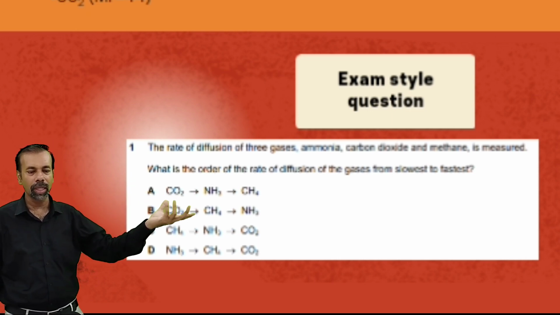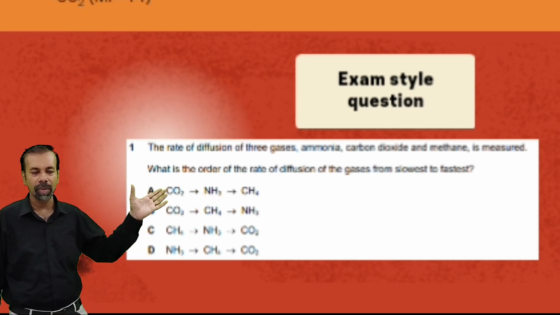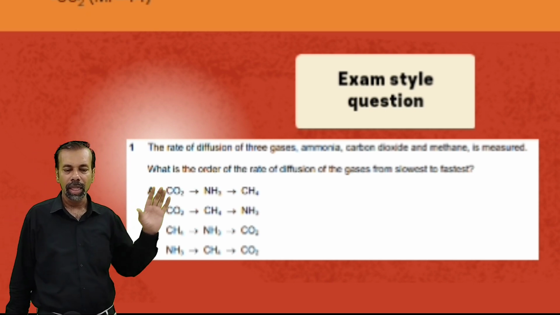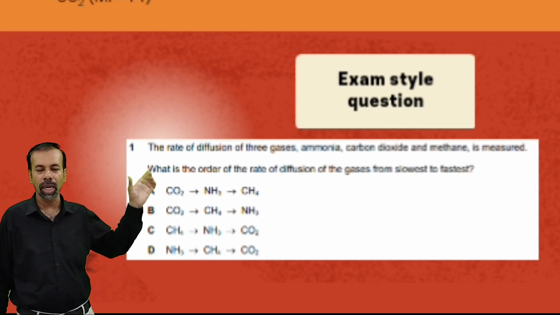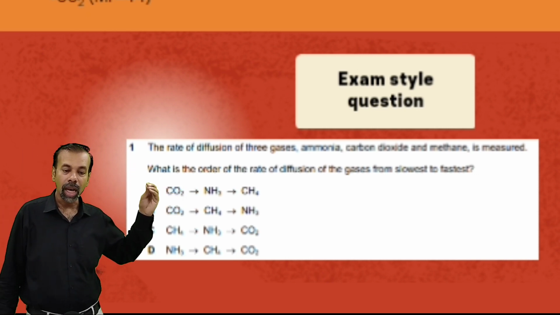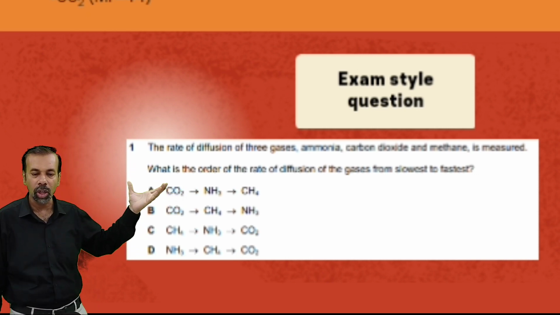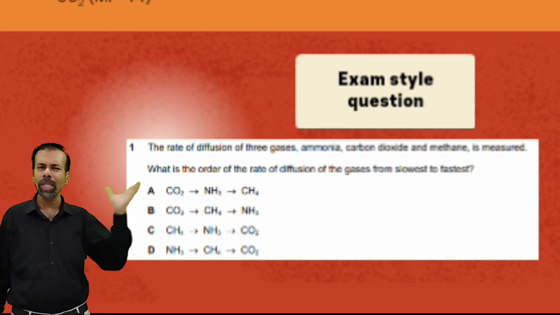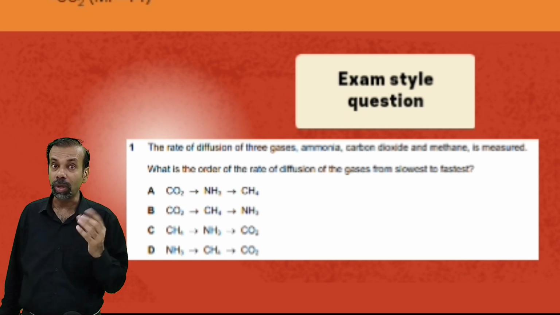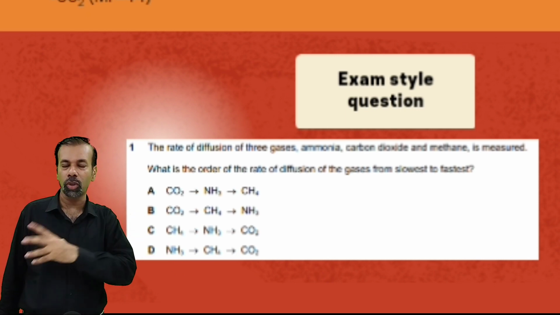Like, look at this question. In this question, you are given three gases, CO2, ammonia, and CH4, and the examiner is saying that the rate of diffusion of these gases, ammonia, carbon dioxide, and methane, is measured. What is the order of rate of diffusion of the gases from slowest to fastest? So slowest means heaviest gas. So we have to find which gas is heaviest and which is slowest.